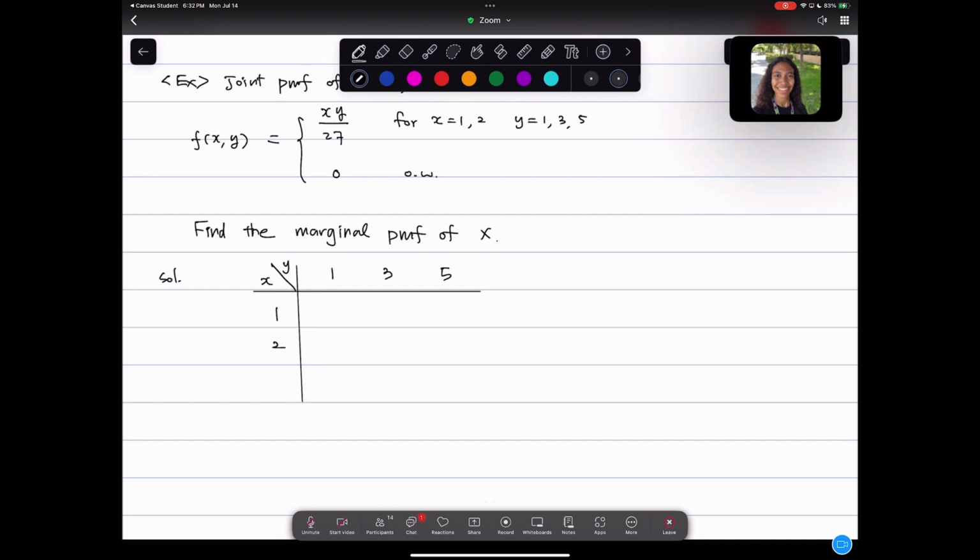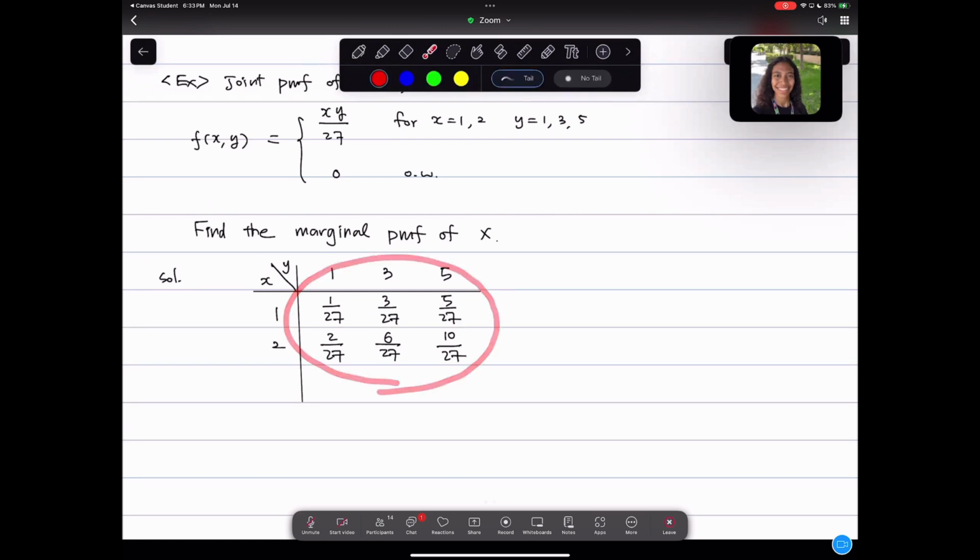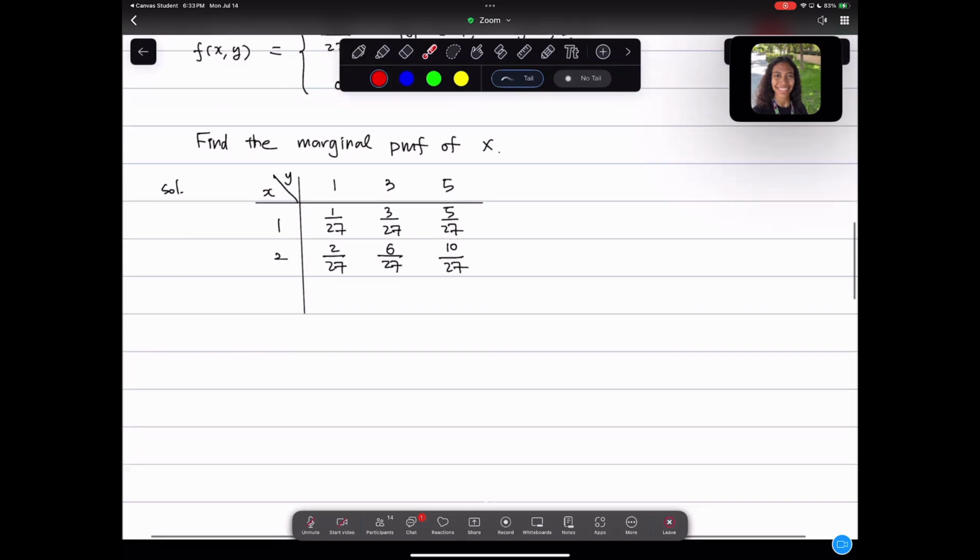The probability is x times y over 27. So x of 1, y of 1 is 1 over 27. x of 1, y of 3 is 1 times 3, so 3 over 27, and then 5 over 27. Then for x of 2, y of 1 should be 2 over 27, then 6, and then 10 over 27. So this is my joint PMF. When I add all of these numbers, it has to be 1. Anyway, let's get the marginal PMF.